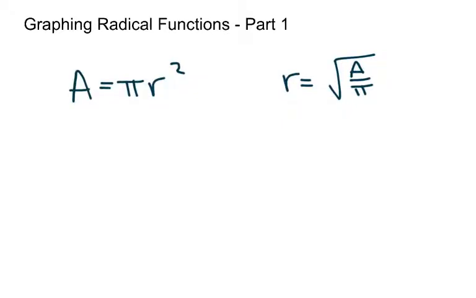Now we're going to talk about graphing radical functions. And I want to start with this function for finding the area of a circle that we've used many times. The area of a circle is defined by pi times the square of the radius. Well, this is a quadratic equation. The reason it's quadratic is because the input is a square quantity.